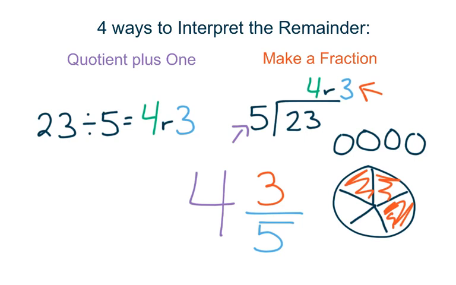I'd much rather have 4 and 3/5 cookies than just 4 cookies if it was me. So in situations where we don't want anything left over, we are going to make a fraction. So again, I'm going to write out our steps for this because it's important for us to know all of the steps that we need to take when we're making a fraction.